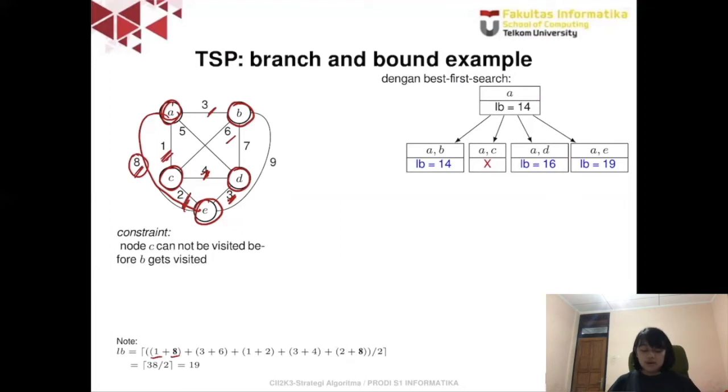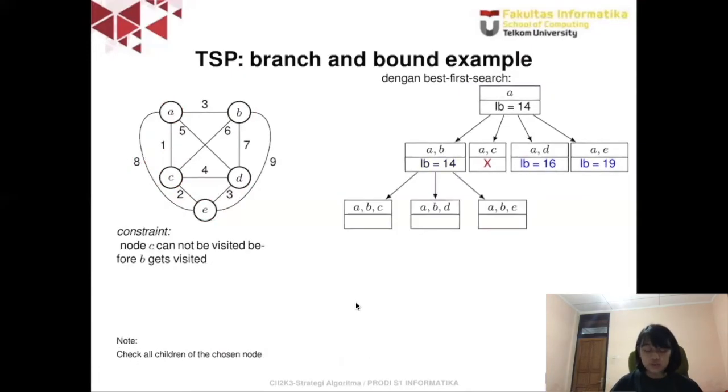Okay, and here we have 3 leaves. And because this is a minimization problem, we need to choose the lowest lower bound we have in this situation. And the lowest one is 14, so we check the children of it. So from B, we can go to C, D, or E.